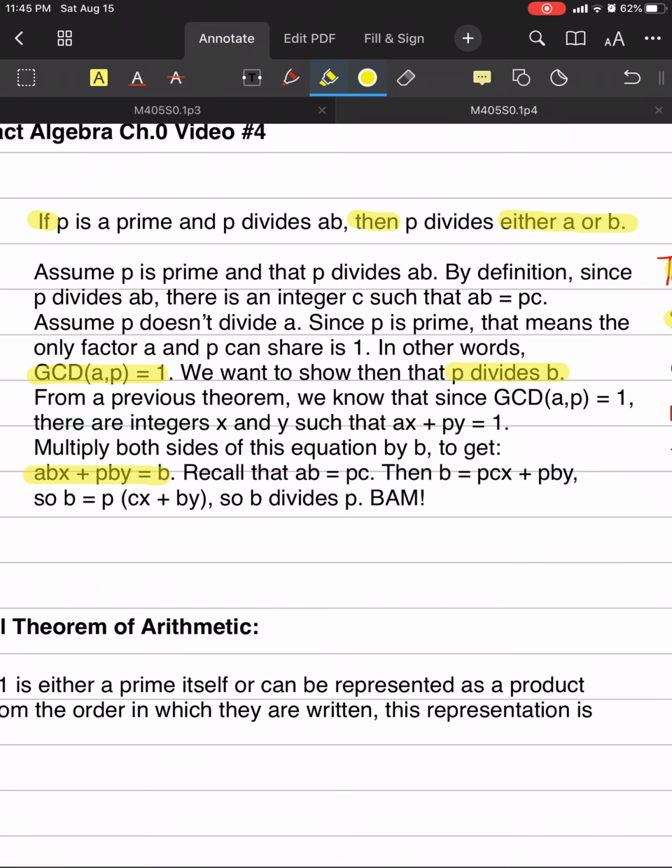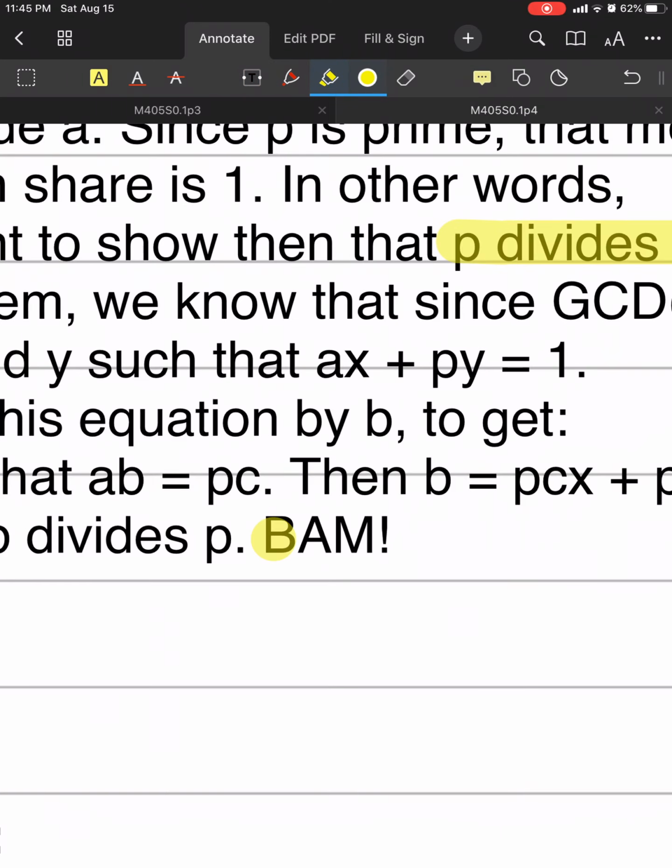And remember what BAM stands for? Badass Mathematics. That's what it stands for.